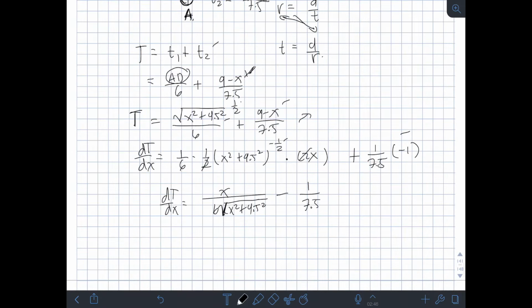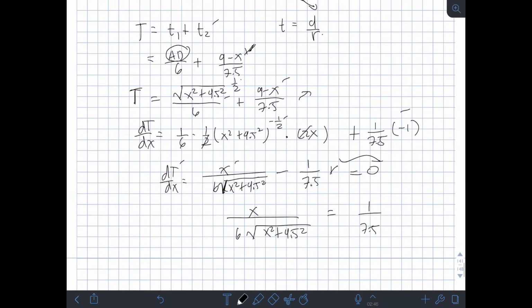Now, next step, pag nakuha natin yung derivative, i-equate natin sa 0. So, equate natin to sa 0, then solve for x. Then, yun yung possible value ng x na magpapaminimize doon sa total time. So, pag ginawa natin yon, sige, transpose ko dito si 1 over 7.5 sa right. So, x over 6 square root of x square plus 4.5 square equals 1 over 7.5. So, cross multiply. So, 7.5x is equal to 6 square root of x square plus 4.5 square.